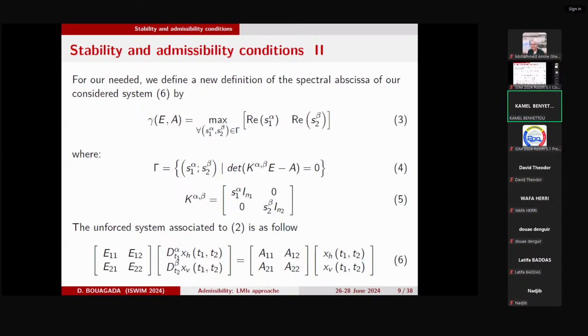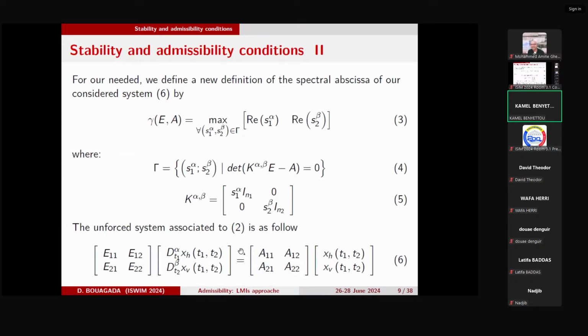For our needs, we define some new notions, such as the spectral abscissa for the general system, which is defined by relation 3, and a new function defined by gamma of s1 to the power alpha, s2 to the power alpha. It is the determinant of the new matrix K alpha b E minus A, knowing that K alpha b is defined by the following matrix.